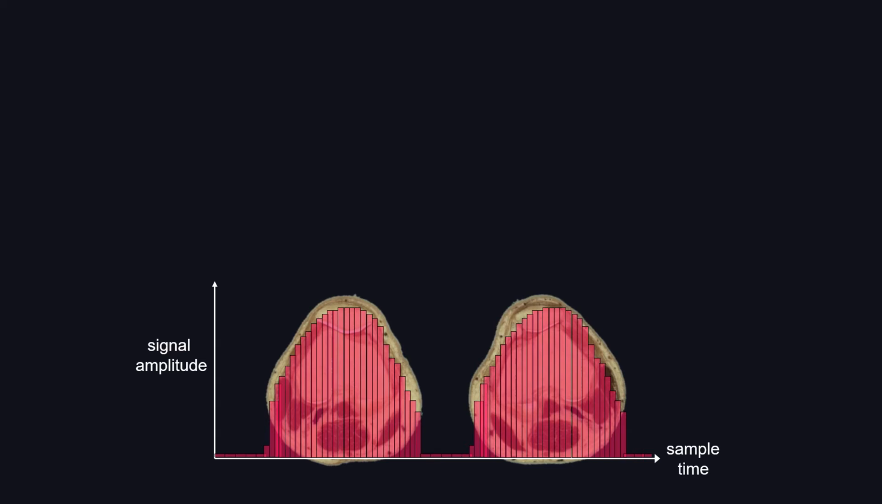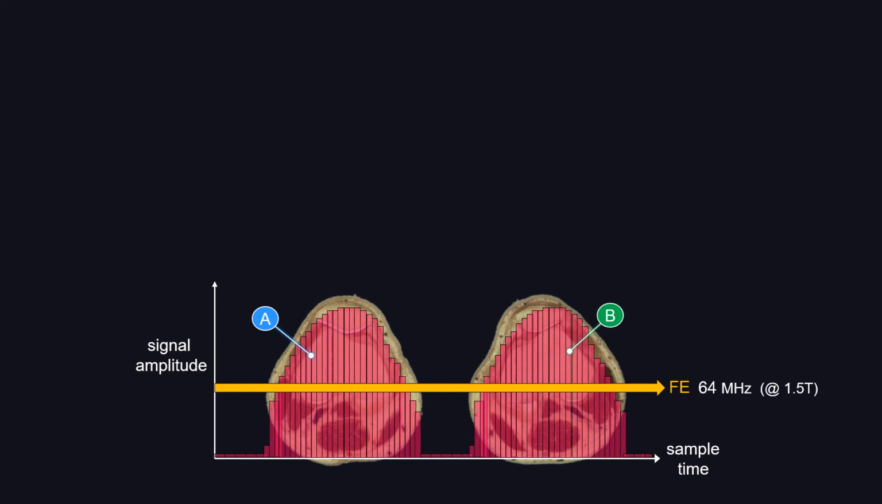Let's say you want to differentiate the signal coming from A versus B. How can we do that? Before the gradient, the entire field is homogeneous. In this case, 1.5 Tesla. So all the protons, whether it's at point A or point B, are precessing at 64 megahertz.